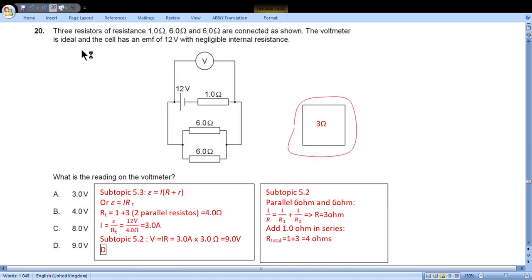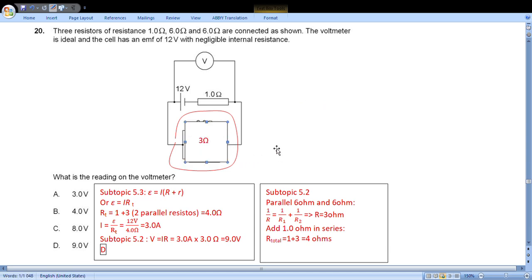Three resistors of 1, 6 and 6 ohm are connected as shown. The voltmeter is ideal and the cell has an EMF of 12 volt with negligible internal resistance. What is the reading on the voltmeter? So first of all, here we have two resistors connected in parallel. Their combined resistance is 3 ohm. 3 ohm and 1 ohm are connected in series, so total resistance is 4 ohm.